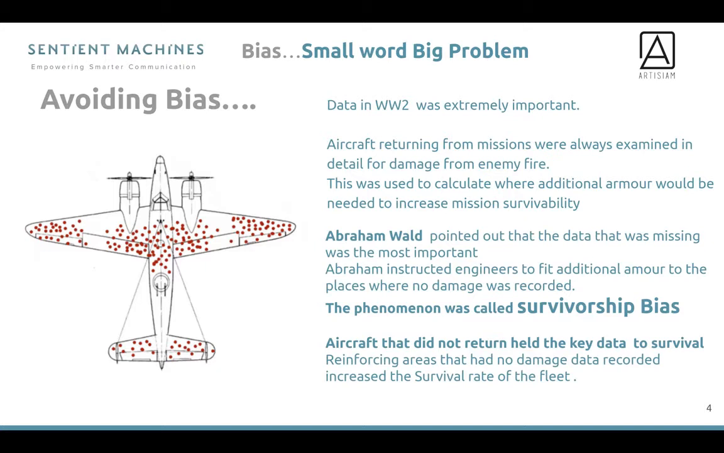But once they'd gone back and looked at it again, actually, the important bits were the bits that weren't there. So his instruction to the engineers designing and fitting the armor to the aircraft was, look, what we need to do is start fitting the armor in the places where we're not seeing any data. And that had a huge effect on the survivability rating of those aircraft. And that phenomenon, pardon my French, is known as survivorship bias.